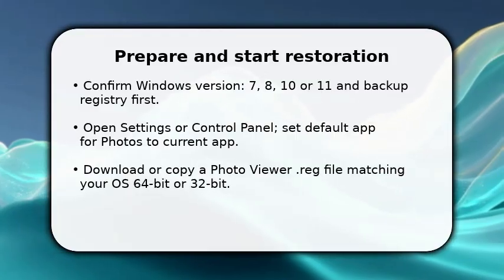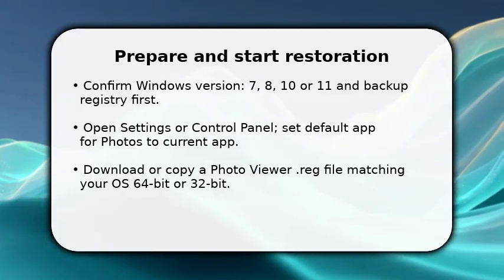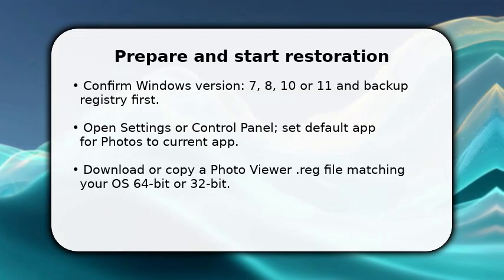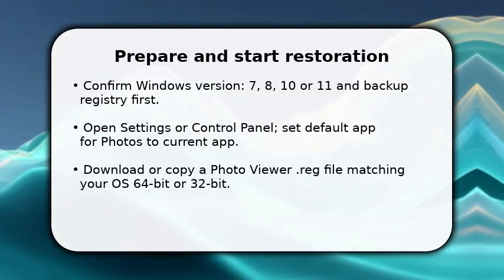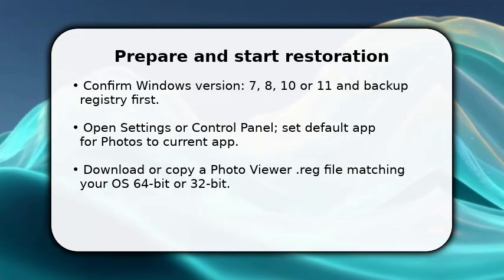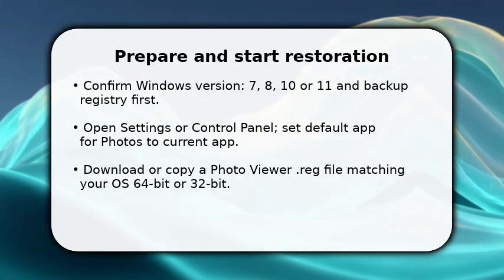You begin by ensuring your system and backup are ready. You should export the registry key now so you can undo changes. This prevents data loss. Once done, identify whether you need a 64-bit or 32-bit .reg file, because that determines which entries restore Windows Photo Viewer.